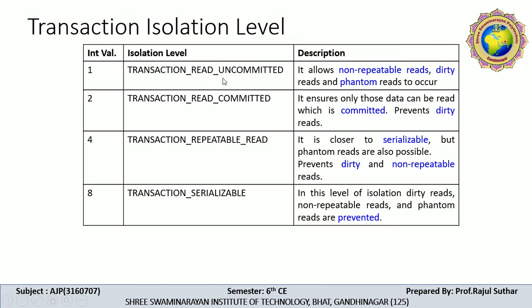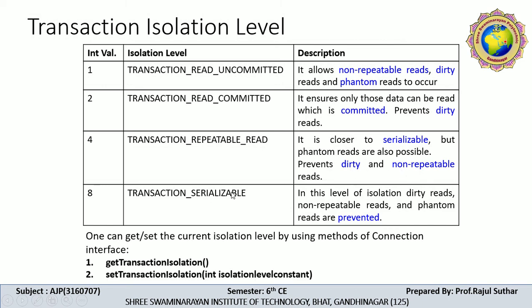Read uncommitted means it allows non-repeatable reads, dirty reads and phantom reads to occur. Read committed ensures that only data which is committed can be read, only committed data will be read. Repeatable read means it is closer to serializable, but phantom reads are also possible; it prevents dirty and non-repeatable reads. Transaction serializable means that at this level of isolation, dirty reads, non-repeatable reads and phantom reads are prevented.